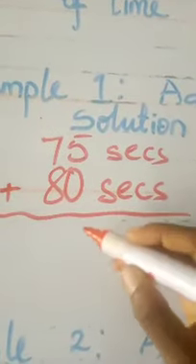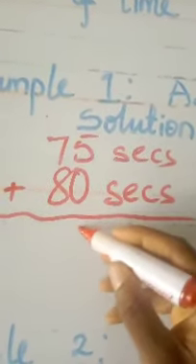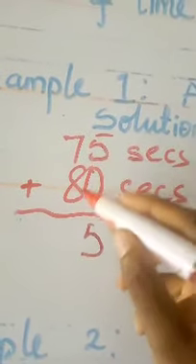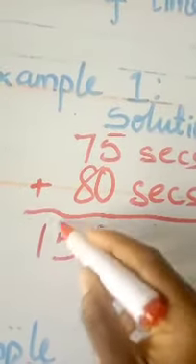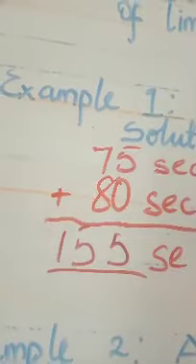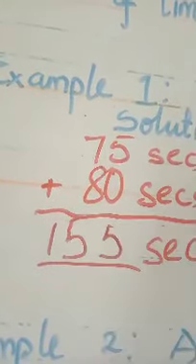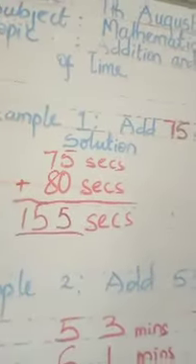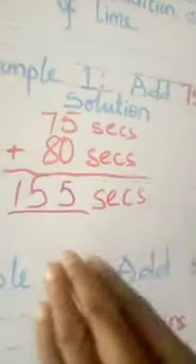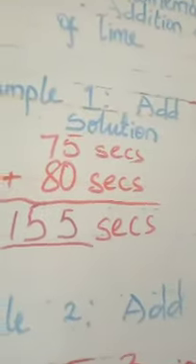So now I'm going to add 5 plus 0 will give me what? 5. 7 plus 8 will give me what? 15. So what do I have? I have 155 what? Seconds. Now my answer will not stop here. Why? It's correct. It is 100% correct. But I need to do something.